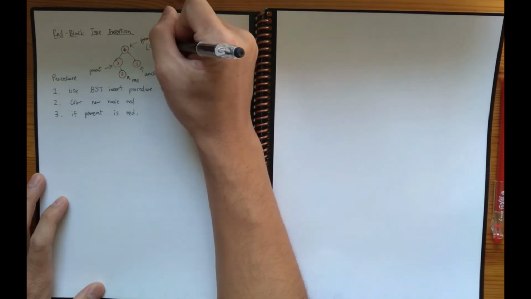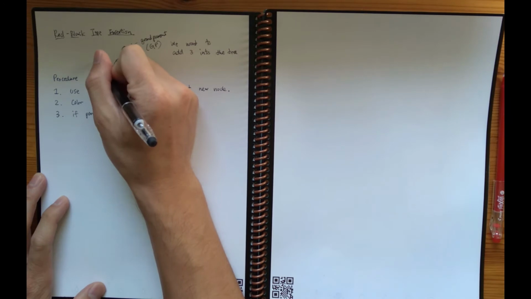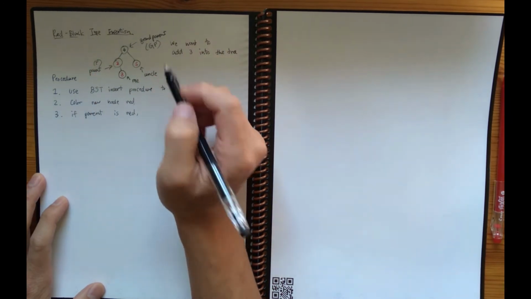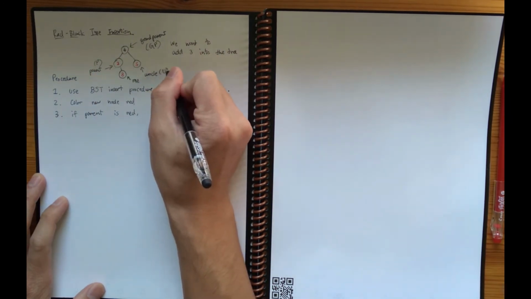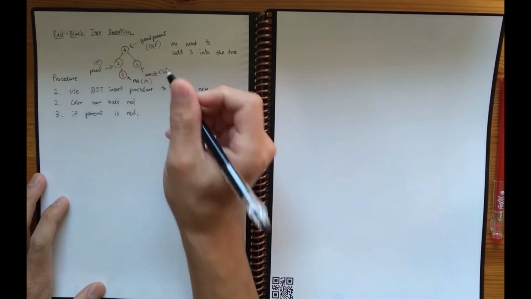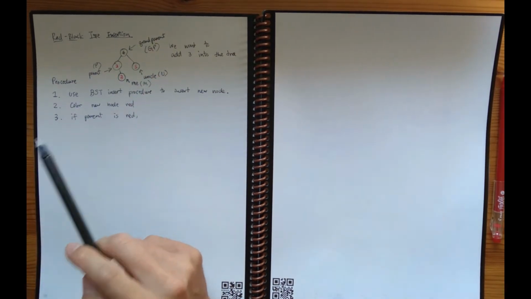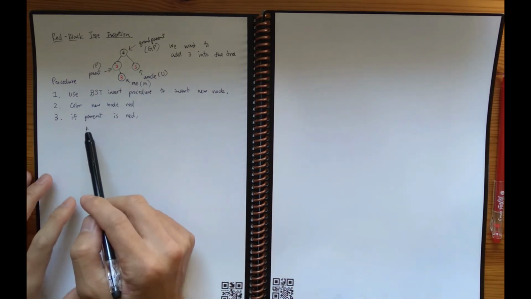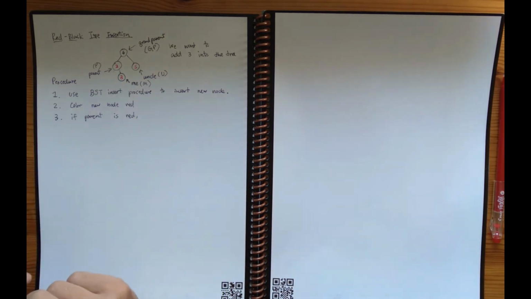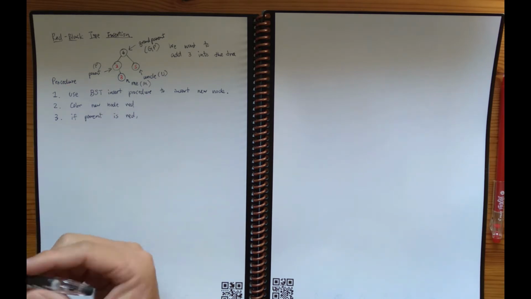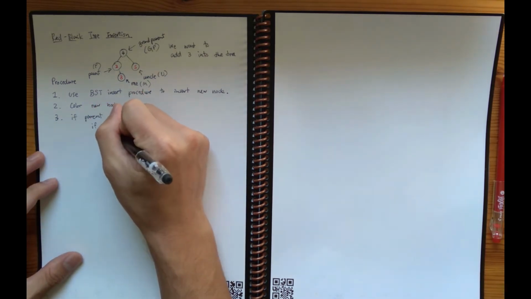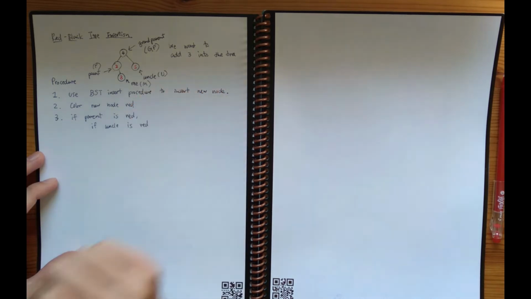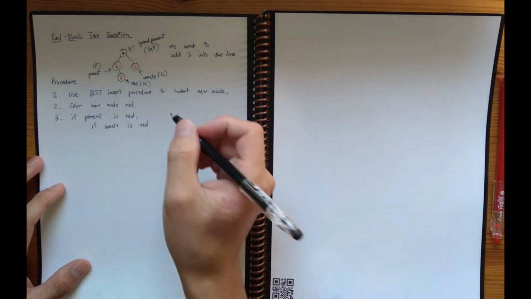And sometimes I'm going to use these abbreviations. So P for parent, GP for grandparent, and U for uncle, and perhaps M for me. Okay, these are the salient actors in the various scenarios regarding how to fix up a tree. So we're going to say if parent is red, we're going to check the uncle's color. If uncle is also red, then we're going to do a color switch.